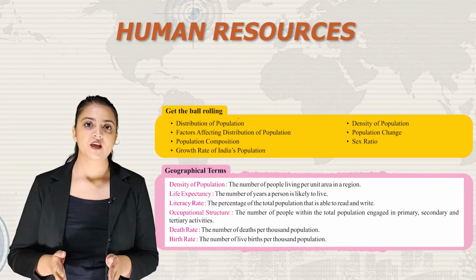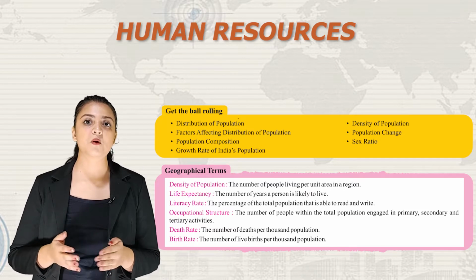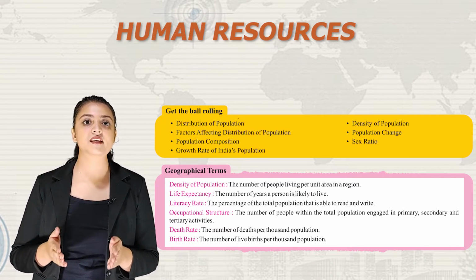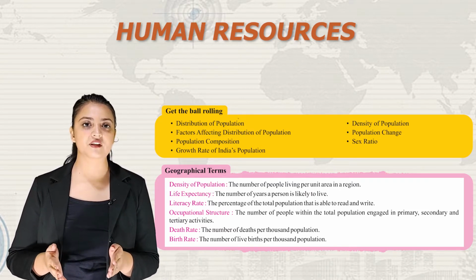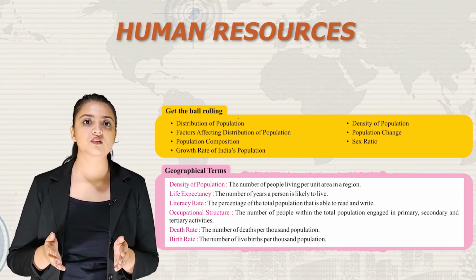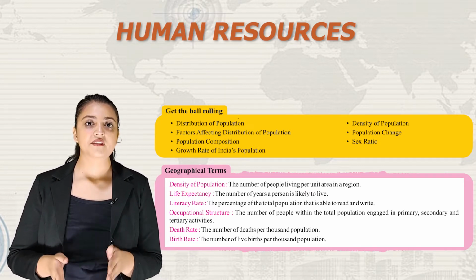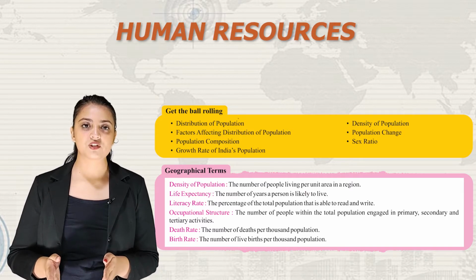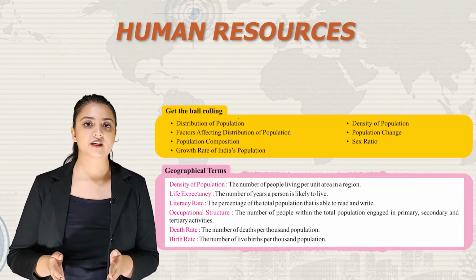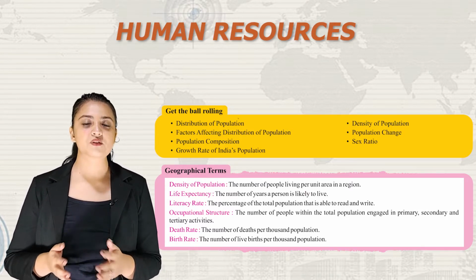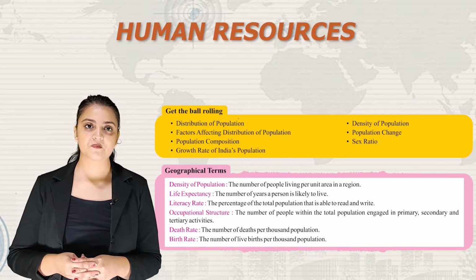Occupation structure. The number of people within the total population engaged in primary, secondary and tertiary activity is known as occupational structure. Death rate. The number of deaths per thousand population is known as death rate, and birth rate. The number of live births per thousand population is known as birth rate.